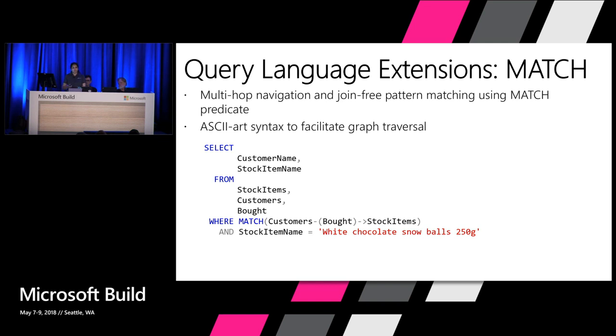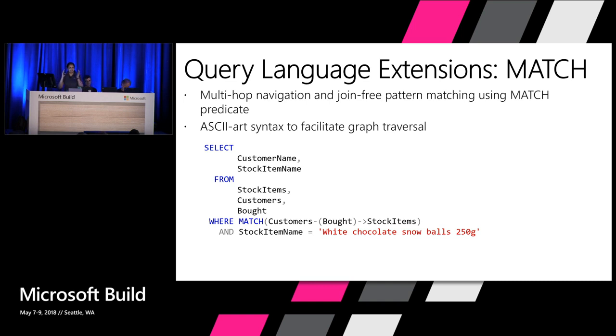And if you look at the match predicate there, what we are trying to do is we are trying to find customers who bought stock items. So we are going from customer to a stock item via the bought edge. So anything that appears at the two ends of the arrow there in match, those are node tables, those are your node tables.